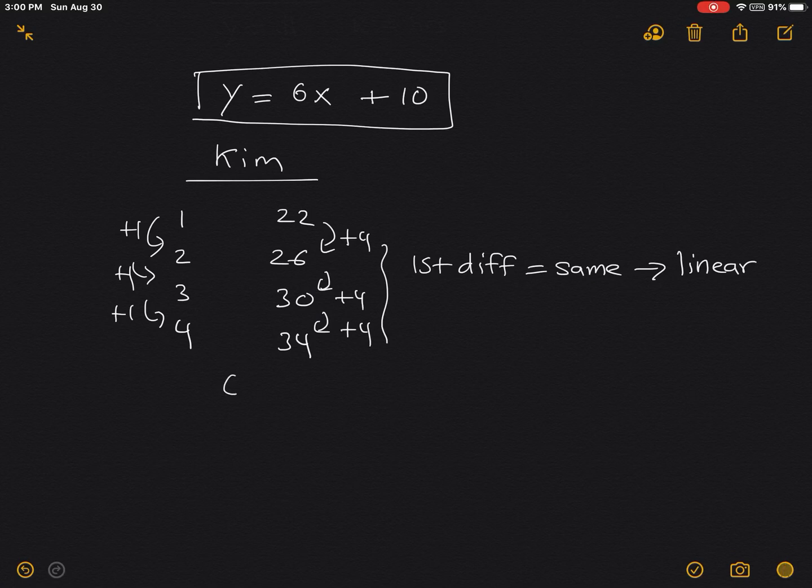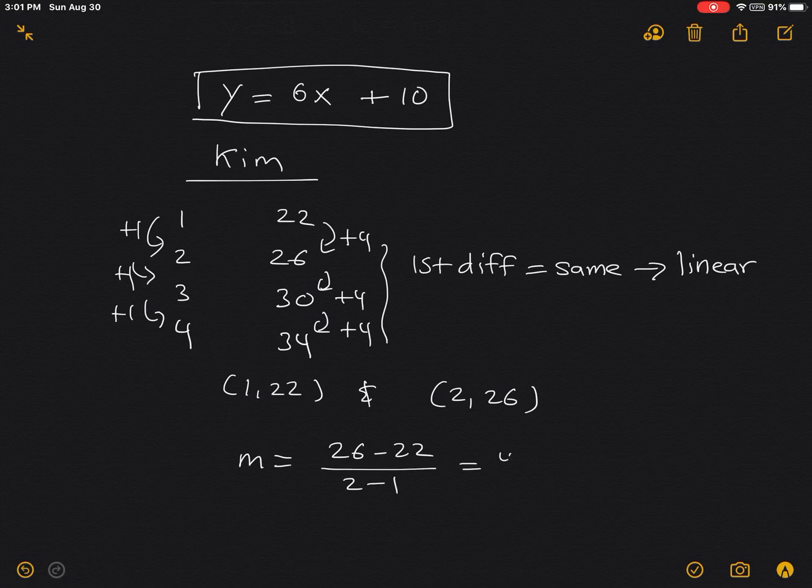Now let's calculate the slope. I'm going to use 2 points, (1, 22) and (2, 26). The slope is 26 minus 22 over 2 minus 1. You're going to get 4 over 1. And if I ask you what this means, this would be her hourly rate, $4 per hour.